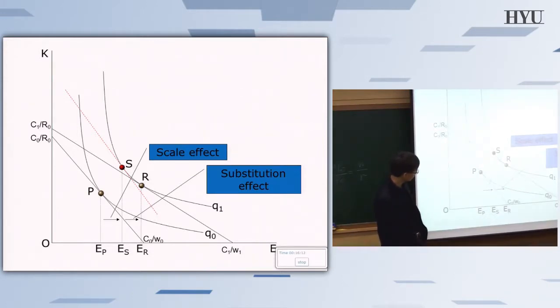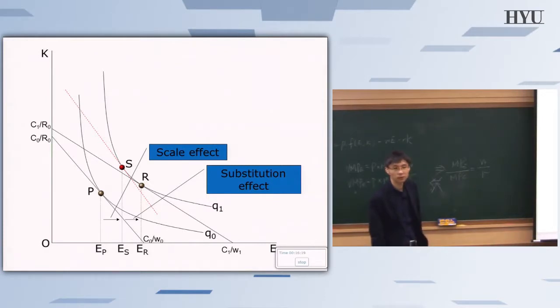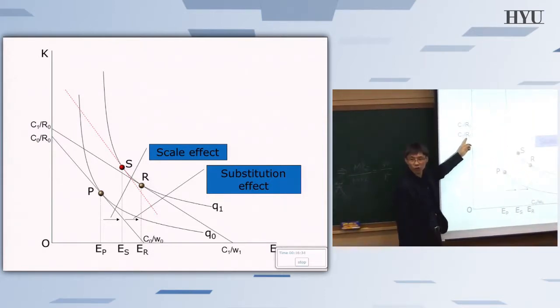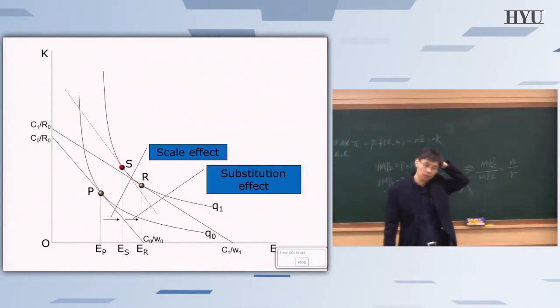Okay, so this is what happened. What happened to the total cost? Did it increase or decrease? It increased, right? If you look at this part, R didn't change, but total cost changed. Now it's above, so that means C0 to C1. The total cost has increased. Why didn't it go down? Why did it increase?